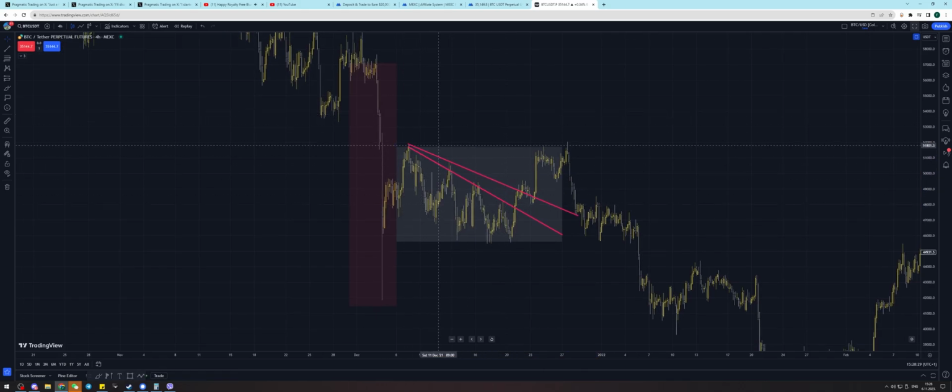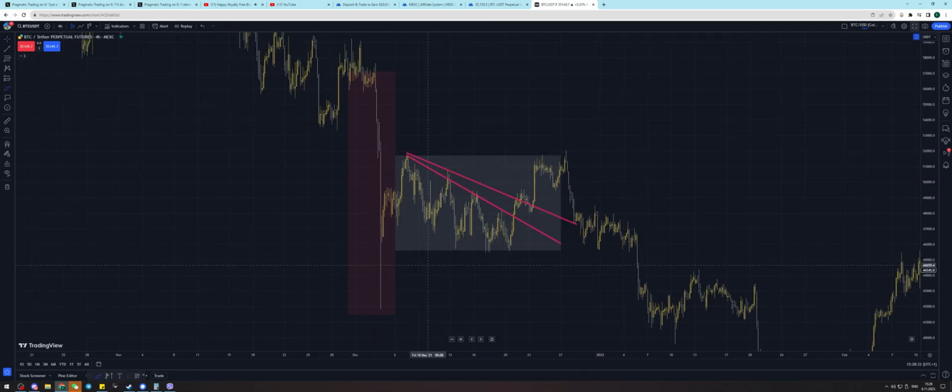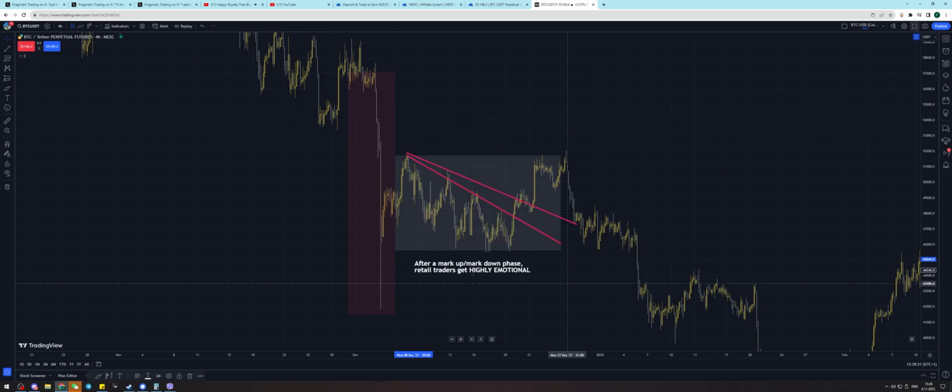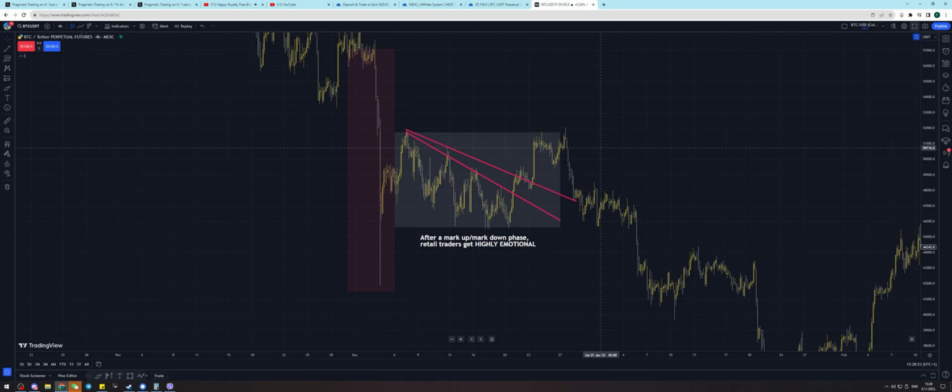So what do we have there? We have a range. Why is the range happening? Well, the market gets highly emotional. Remember that, okay? So I'll type that. After a markup or a markdown phase, retail traders get highly emotional, okay? Why is that? Well, we had a violent move. 50% of crypto Twitter or any other platform says we're gonna keep going down, and the other half says no, this is the end, we're not gonna go any more down, we're gonna go up.